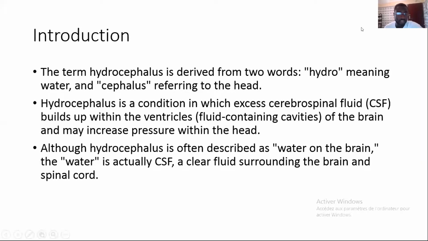The term hydrocephalus is derived from two words: hydro meaning water, and cephalus referring to the head. Hydrocephalus is a condition in which excess cerebrospinal fluid builds up within the ventricles, the fluid-containing cavities of the brain, and may increase pressure within the head. Although hydrocephalus is often described as water on the brain, the water is actually CSF, a clear fluid surrounding the brain and the spinal cord.